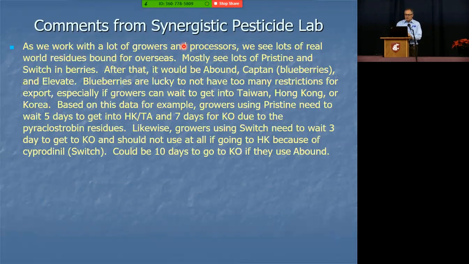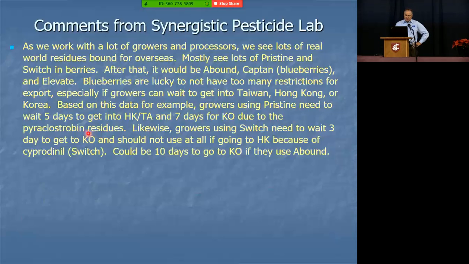We work with a lot of growers and processors, and we see lots of real world residues bound for overseas. Mostly we see lots of Pristine and Switch in berries. After that, it could be Abound, Captan in blueberries, and Elevate. Blueberries are lucky to not have too many restrictions for export, especially if growers can wait before they ship to Taiwan, Hong Kong, or Korea. Based on this data, for example, growers using Pristine need to wait 5 days to get into Hong Kong and Taiwan, and 7 days for Korea due to the pyraclostrobin.